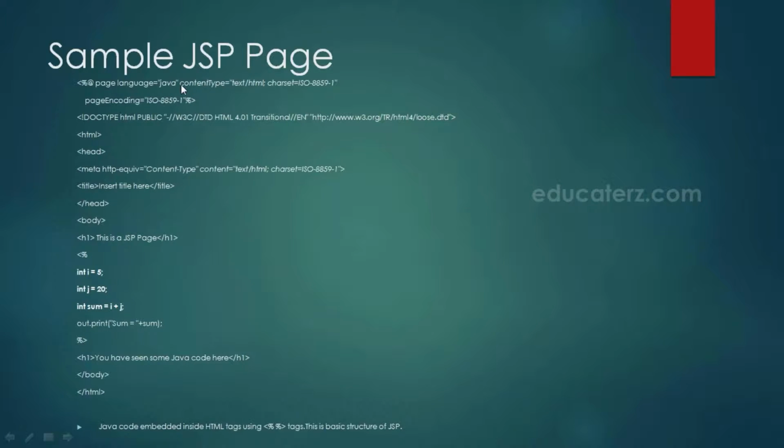This is a sample JSP page where everything is in HTML tags, and this is the special tag that starts with the less than symbol and percent, and ends with percent and the greater than symbol. The code inside this is nothing but Java code, which is just adding two numbers and printing the value. So here the Java code is embedded inside HTML using these special tags. This is the basic structure of a JSP.